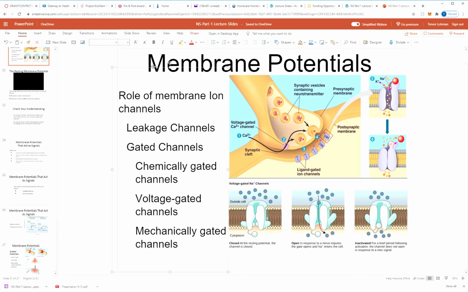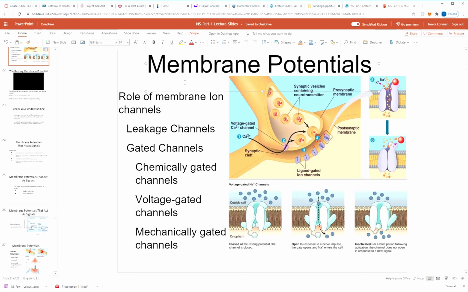So we're going to start talking about membrane potential. Now, the very first chapter of last quarter, we talked about resting membrane potential. So we're going to revisit that video on the next slide. But anyway, just to recap quickly, any membrane potential is just a separation of charge across the cell membrane.